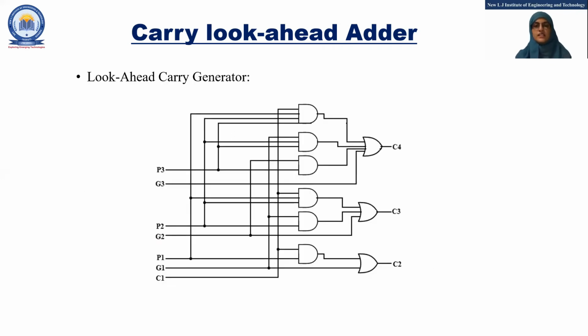This is a diagram of look ahead carry generator or carry look ahead generator. This diagram is created with the help of the previous equations. So to generate C2, we will AND the P1 and C1, and then we will OR it with the G1. So this will generate C2. Same way, with the help of the equations, we can generate C3 and C4 by connecting the relevant terms.